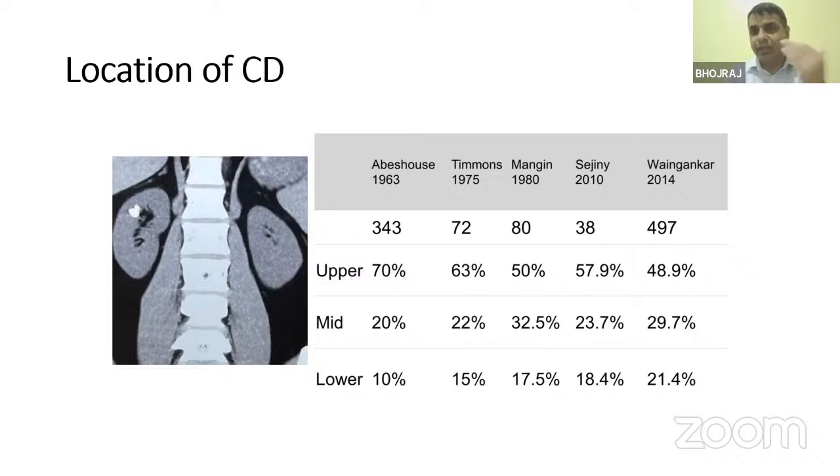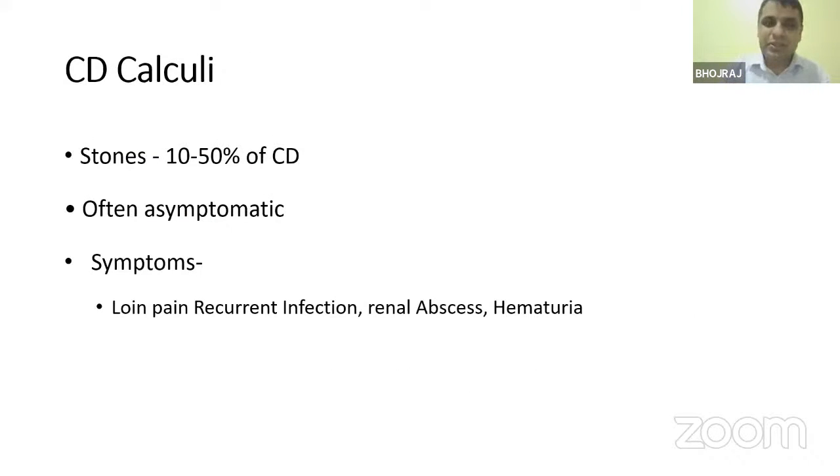So for upper calyceal stone management, our approach, especially if the stone is medium or small size, then we naturally opt for either RIRS or mini PCNL. And if the stone also happens there, approach may be much easier for us. So let's go to calyceal diverticular calculi.